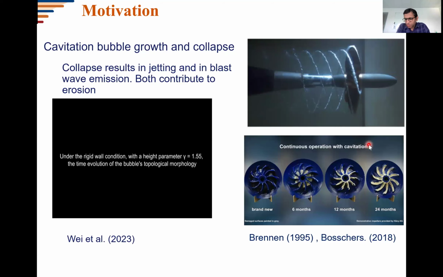So this work is about bubble growth and collapse dynamics, and this is a topic that has attracted significant attention because of its relevance to underwater hydraulic machinery.